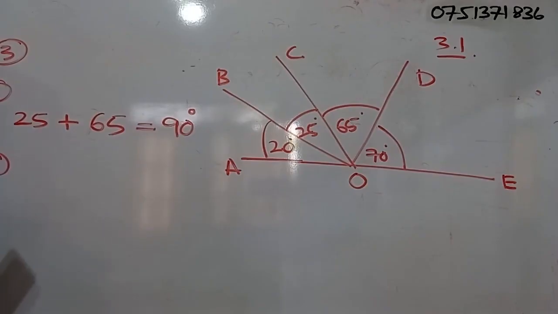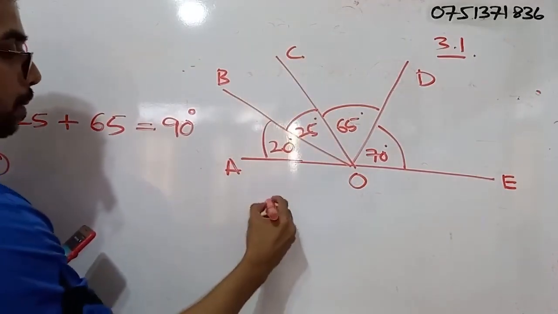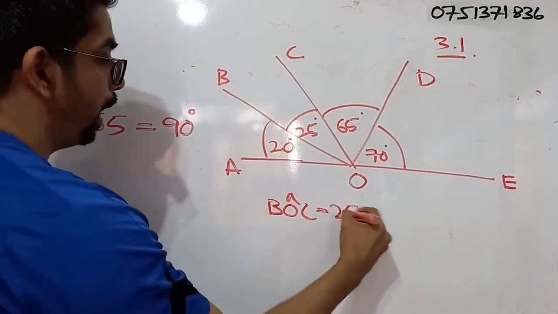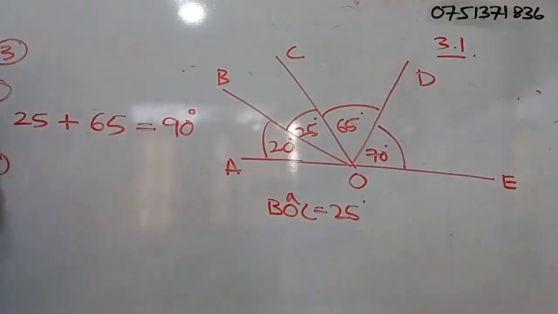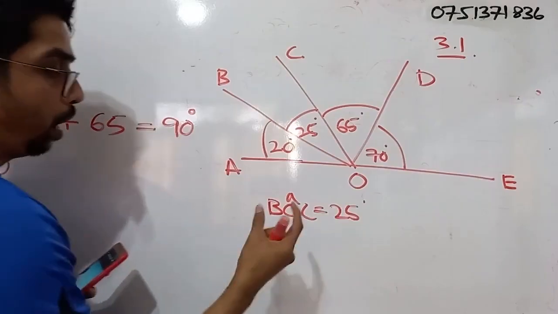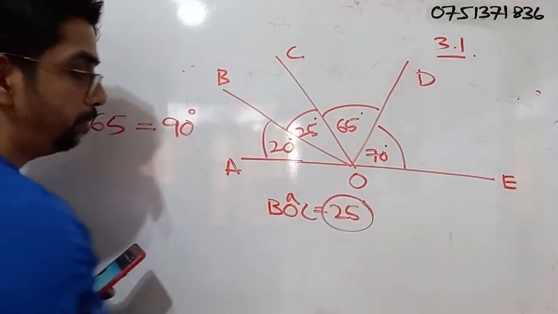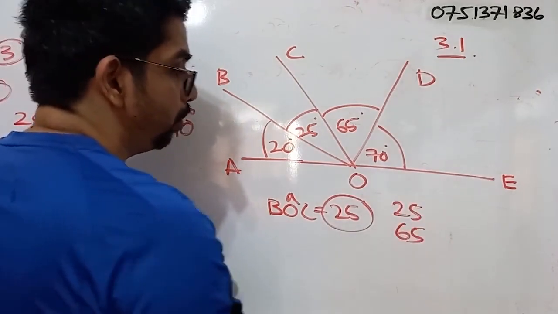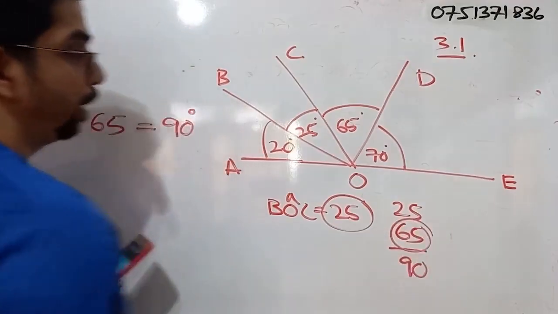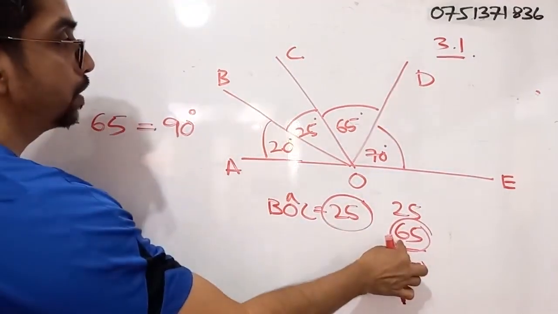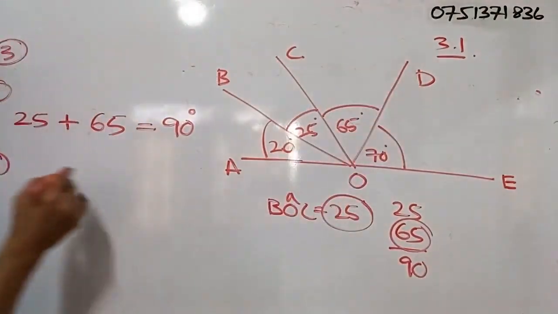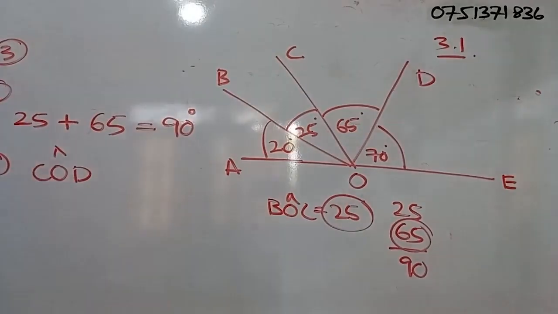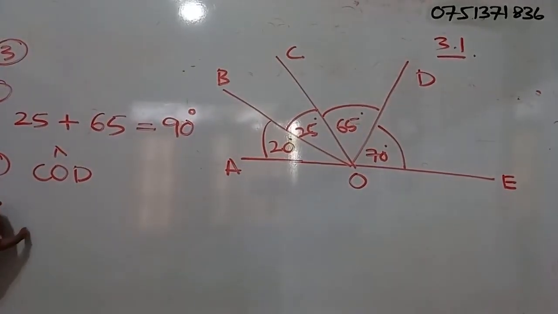Then part 2. What is the complement of BOC? BOC, the magnitude of the angle is 25 degrees. They are asking the complement, right? What do we need to add to 25 in order to get 90? 25 plus 65, then we get 90, no? So what is the angle which has a magnitude of 65? COD, right? So the complement is COD. Now part 3. What is the magnitude of AOD?